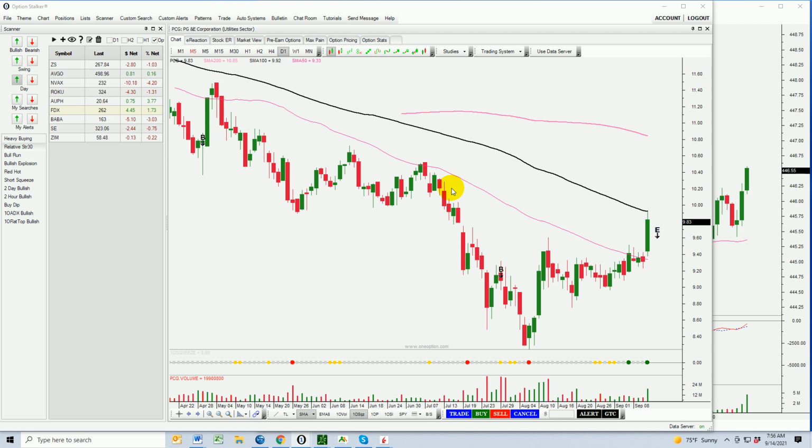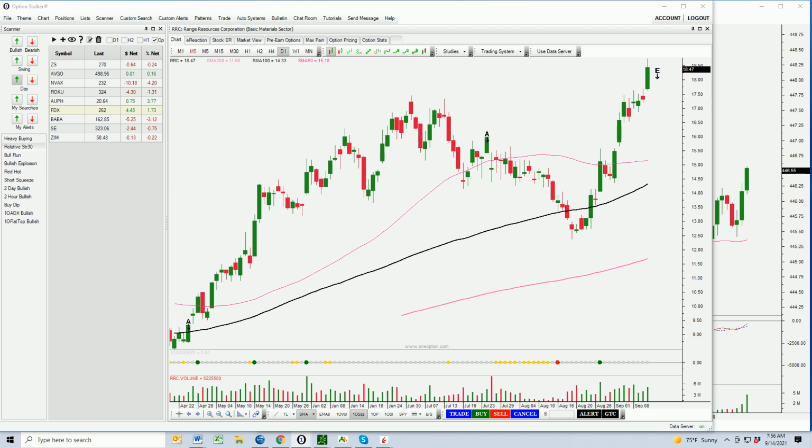PCG, this is nice. Downward sloping trend line, breach to the upside, big time compression here. Got a nice little breakout. 100-day moving average is in the way, so that is problematic for a day trade.